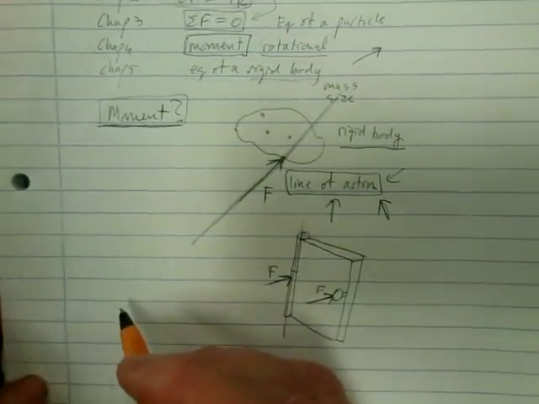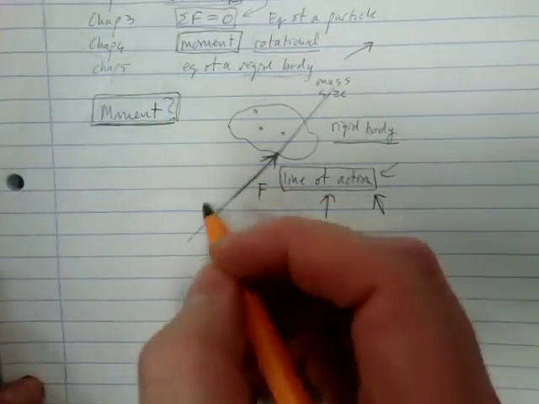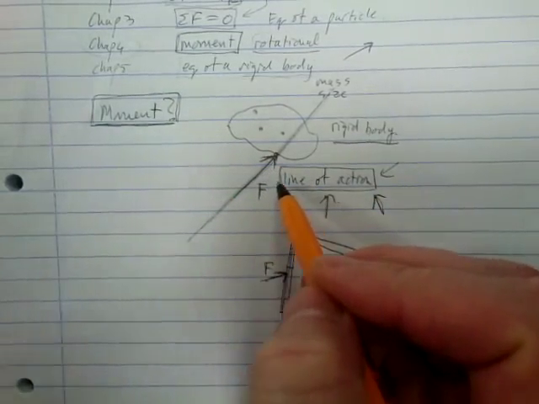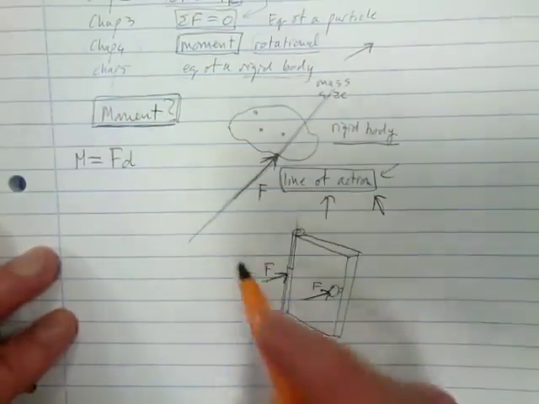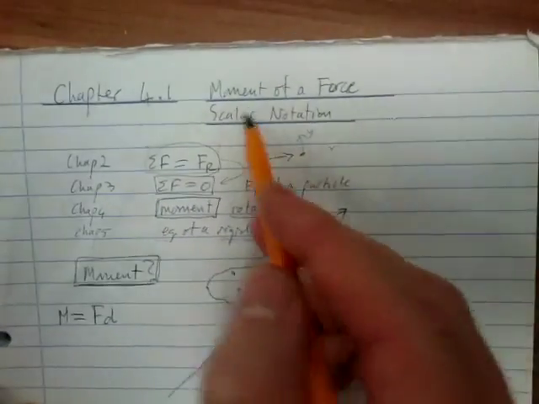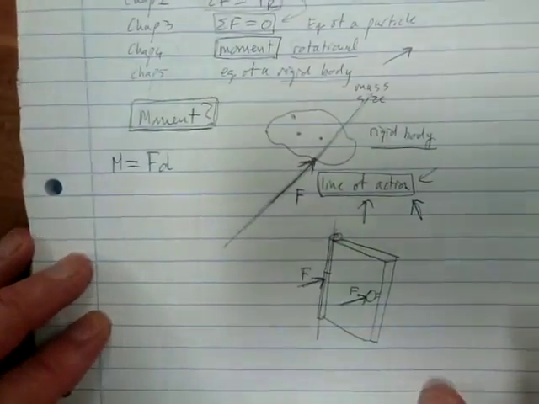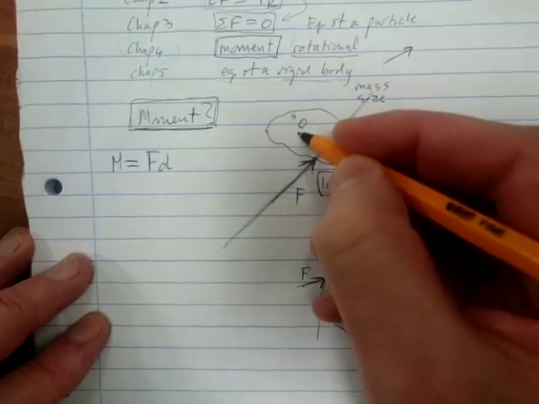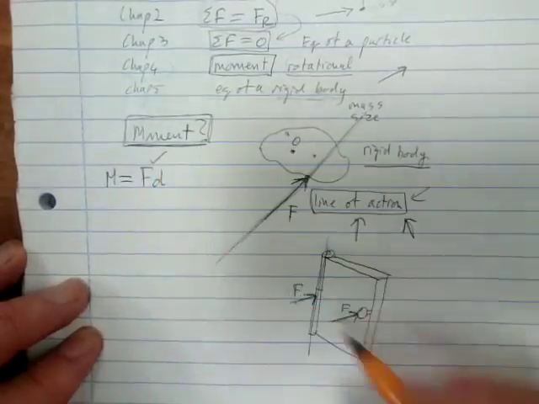So a moment is the rotational effect of a force on a body. And a moment is given by this basic equation in scalar form. Remember we're doing scalar notation. M, moment, is equal to force times distance. So if I want to find out what is the moment about this point here, let's call it O, I've got my force.